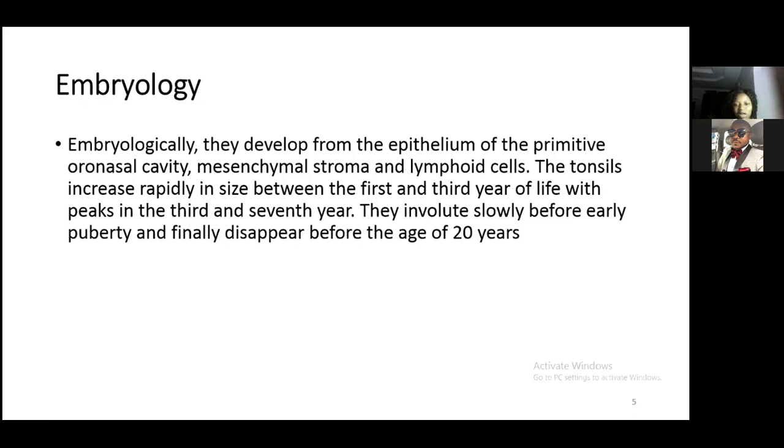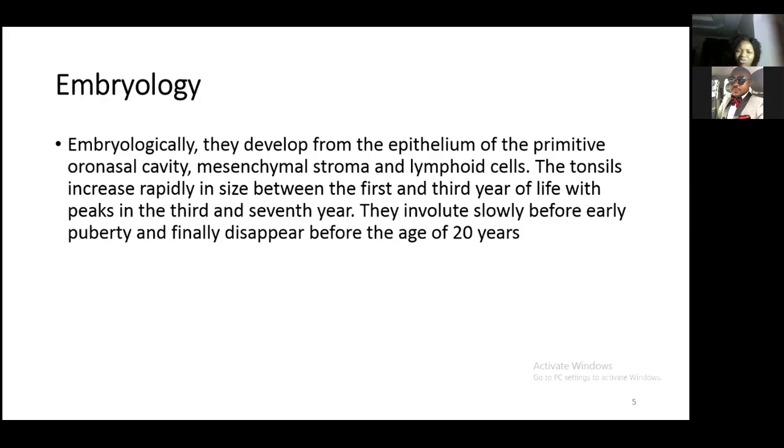We know that from the 5th week, the pharyngeal arch begins to form. Basically, the tonsils and the adenoids develop from the pharyngeal arch, especially the first and second pouch of the pharyngeal apparatus. Embryologically, they develop from the epithelium of the primitive oronasal cavity, mesenchymal stroma, and lymphoid cells. The tonsils increase rapidly in size between the 1st and 3rd year of life, with peak in the 3rd and 7th year. They involute slowly before early puberty and finally disappear before the age of 20.